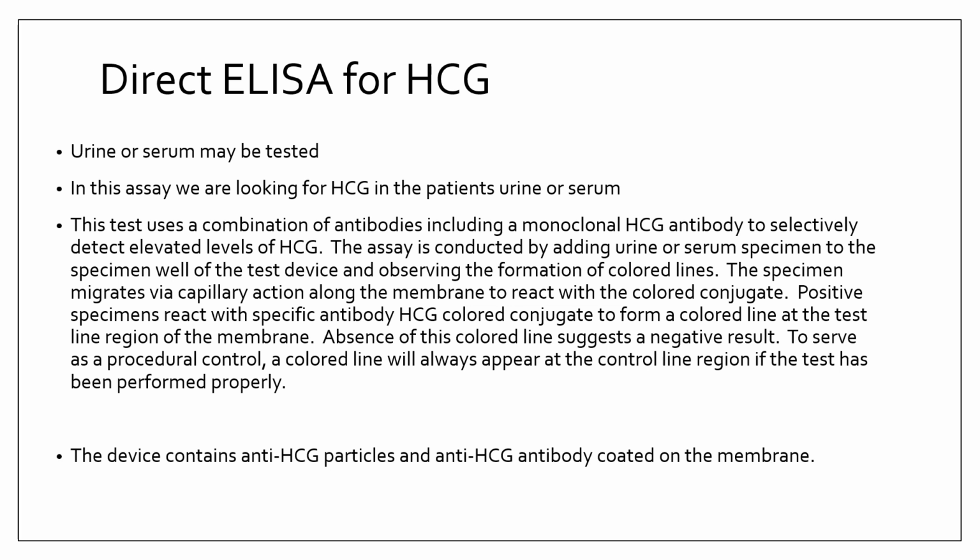In this HCG method, we are looking for the urine or serum to migrate up the cellulose acetate paper along the membrane and react with a colored conjugate. Positive reactions usually show two colored lines, and negative reactions usually show one colored line, because one colored line is always considered the control. An absence of any colored line suggests an invalid result. So that's a little bit about infectious mononucleosis, streptococcal serology, and finally HCG.